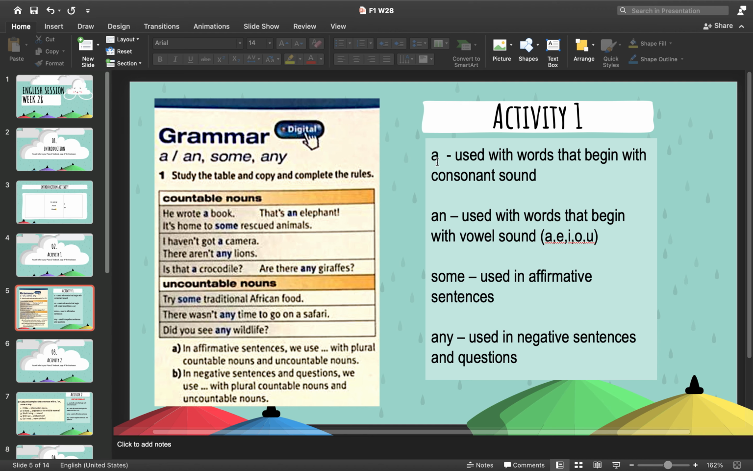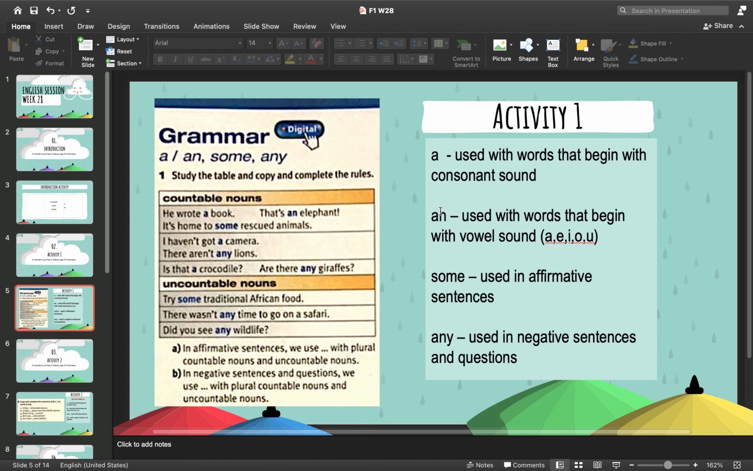So we have a. A is used with words that begin with consonant sound. Okay, a ni kita pakai untuk perkataan yang bermula dengan bunyi consonant. Okay, jadi dekat sini. Contoh dia. He wrote a book. Dia menulis sebuah buku, a book. So book, sebuah buku bermula dengan bunyi b. So dia kena pakai artikel a, tak boleh pakai an.